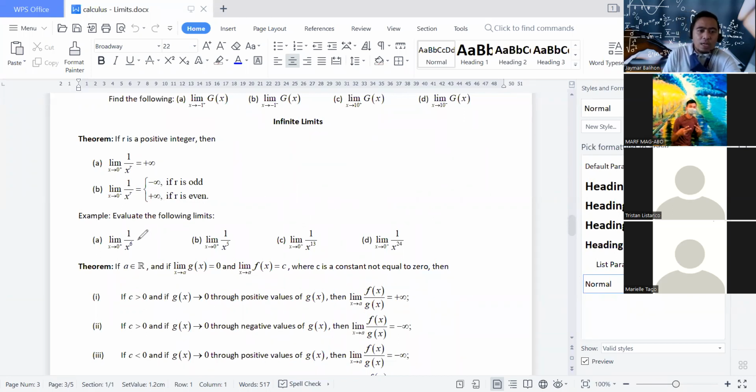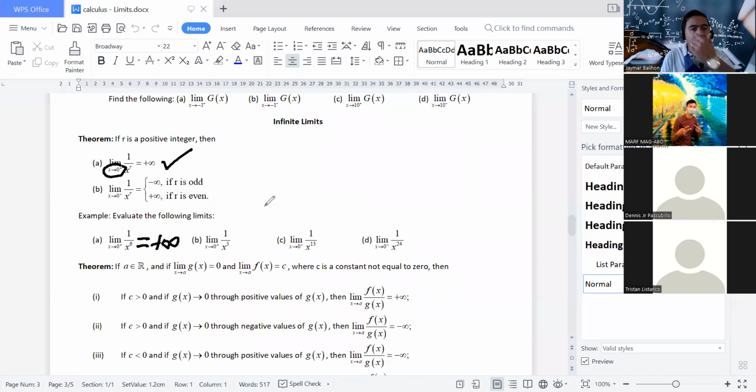How about I will ask you to answer this one. Letter A: the limit of 1 over x to the 6 as x approaches 0 from the right-hand side. If it is the right-hand side, class, automatic, no need to ask anything. The answer is? Positive infinity. Positive, sir.